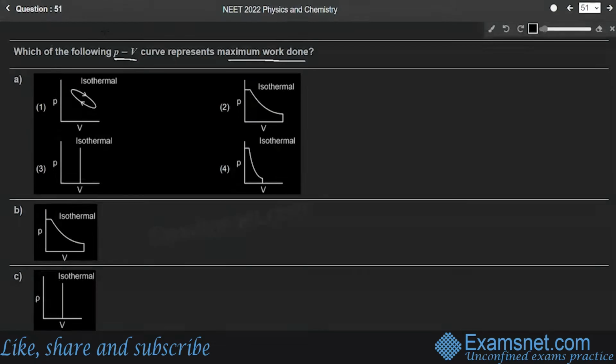Now we know that in any thermodynamic process, the work done can be calculated as the area under the PV curve. That means area under the pressure versus volume curve, right? So out of the given options, which has maximum area?